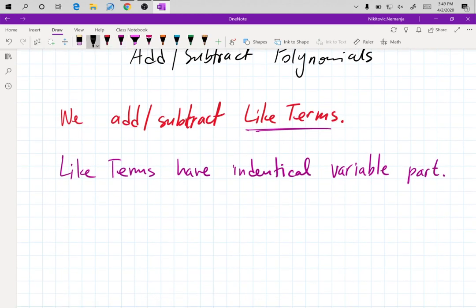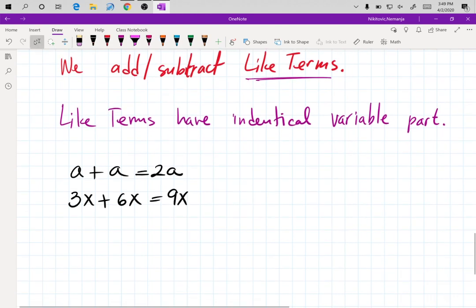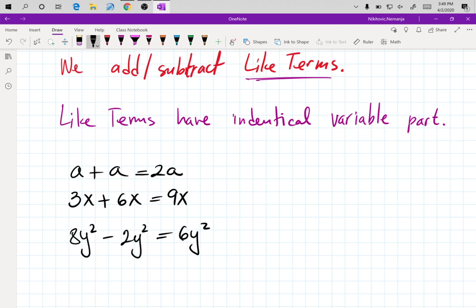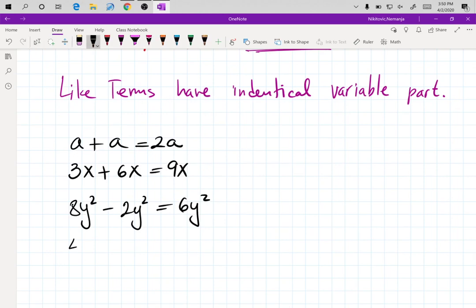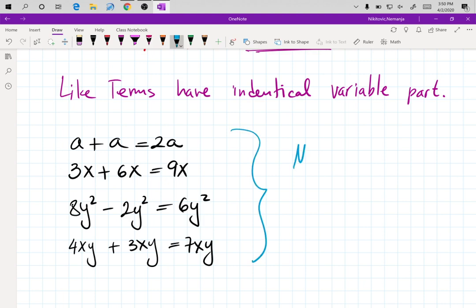So, a plus a is 2a. 3x plus 6x is 9x. 8y squared minus 2y squared is 6y squared. 4xy plus 3xy equals 7xy. Note that the variable part stays the same.